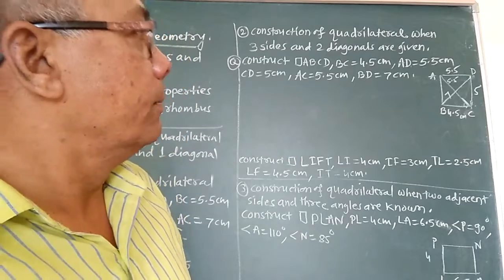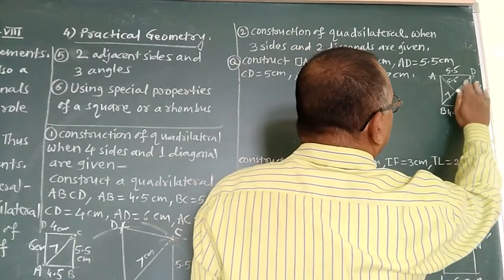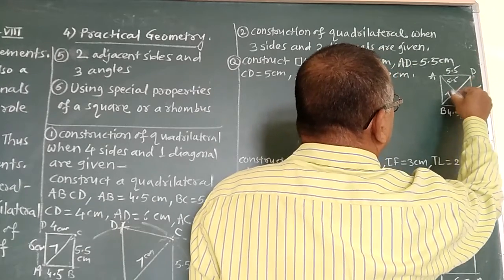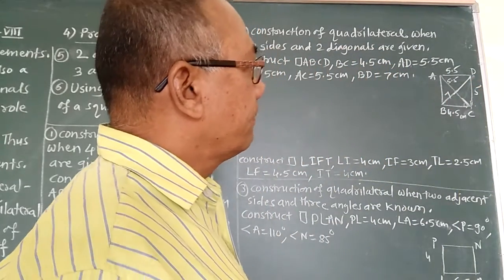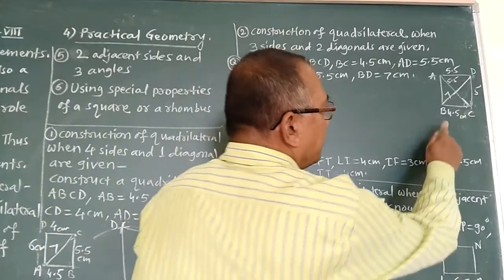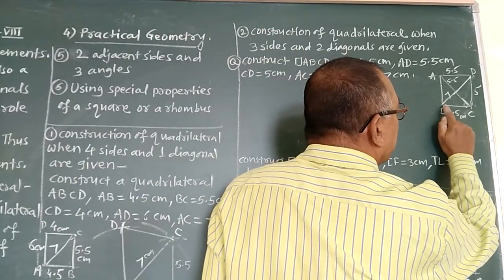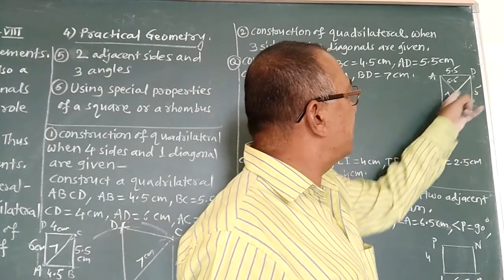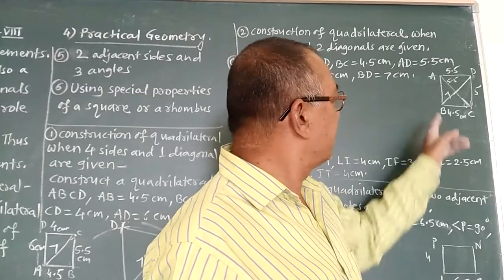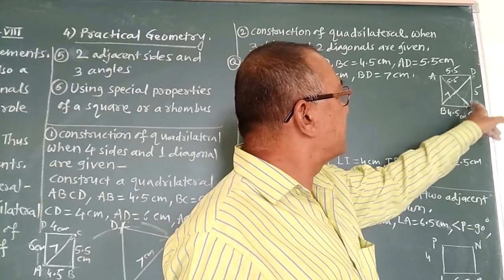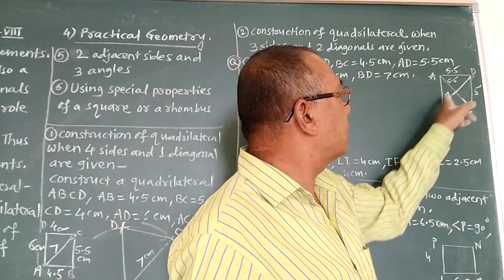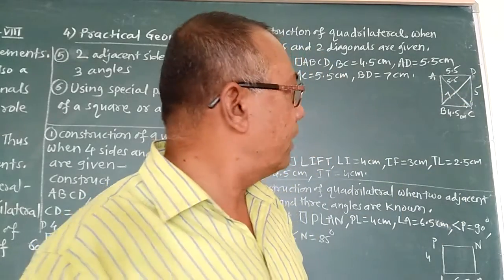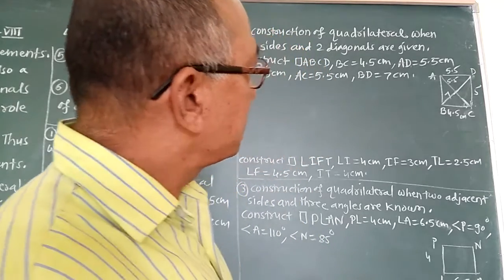So in this figure we have to construct the quadrilateral in which three sides are given. First of all we will construct triangle BCD in which three sides are given, that is BC is 4.5, CD is 5, and the diagonal or third side BD is 7 centimeter. In this way, first of all we will construct a triangle.